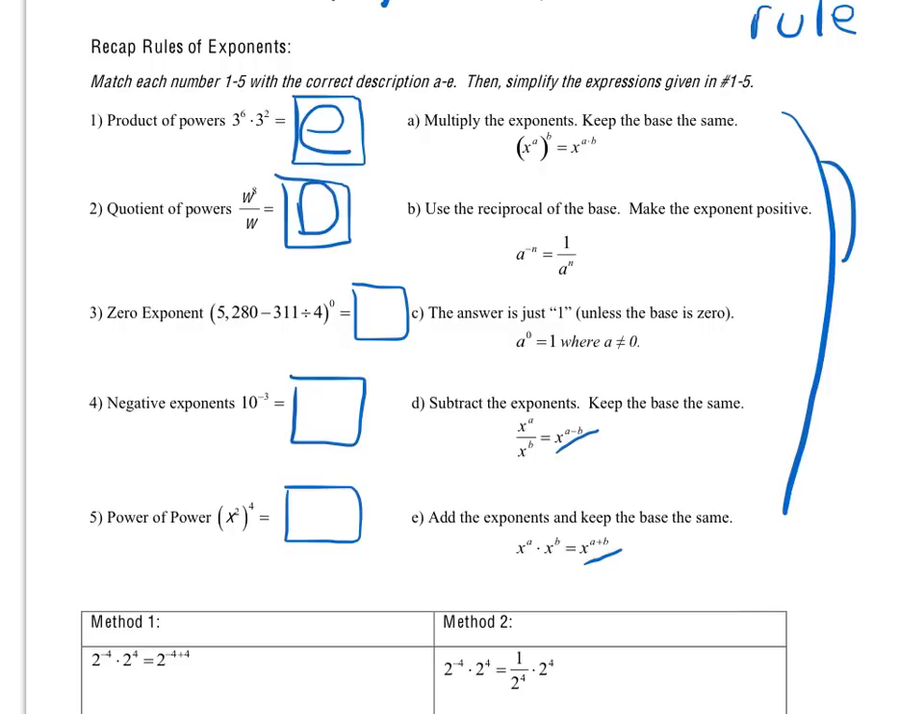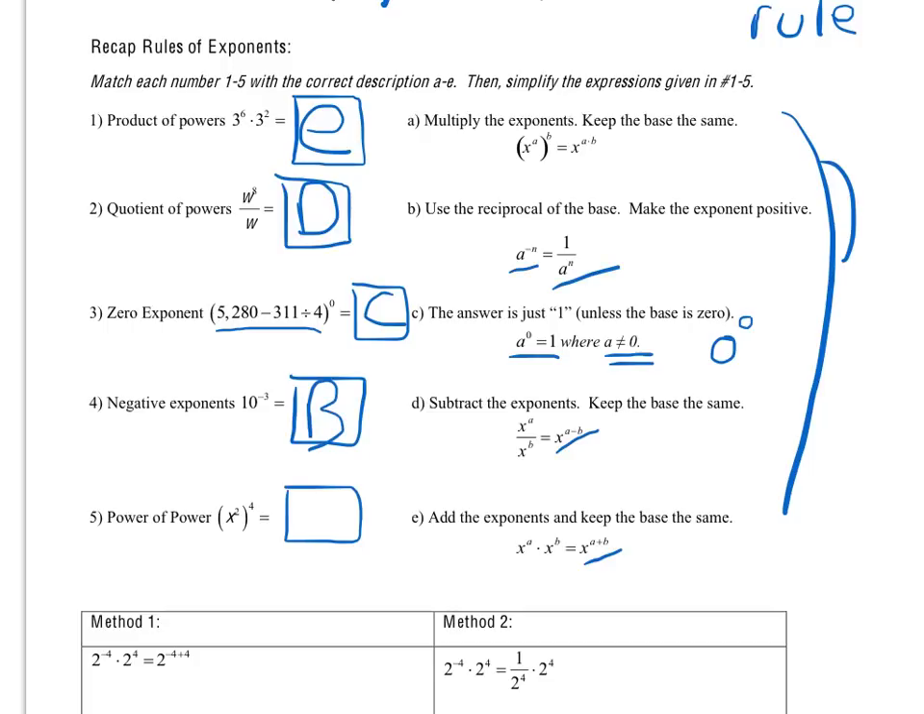Okay. The 0 exponent: anything raised to the 0 power, other than 0, is 1. Because 0 to the 0 power, do that on your calculator, it's an error, so you can't raise 0 to a 0 power. But if it's anything else, we know that the answer is going to be 1, so we know that it's C. Negative exponents, well, what do we do with the negative exponent? We use the reciprocal of the base, and then that will make it positive. So which one shows that? This right here, that's B.